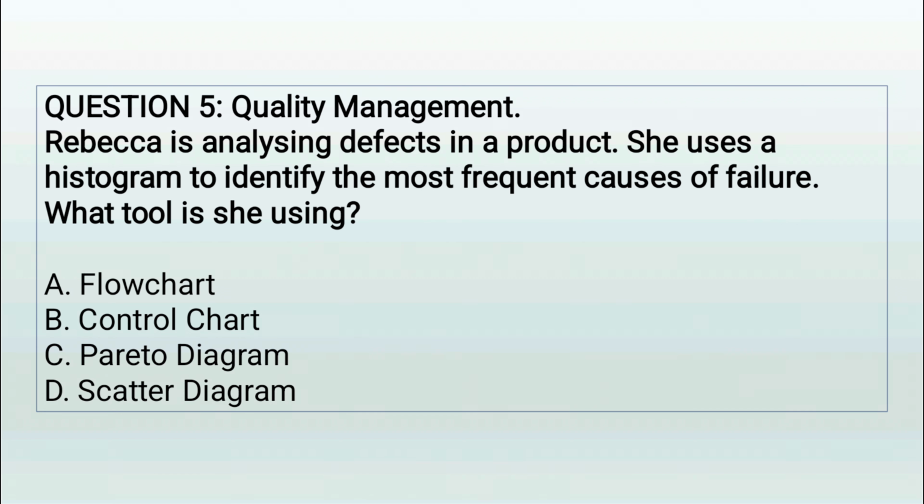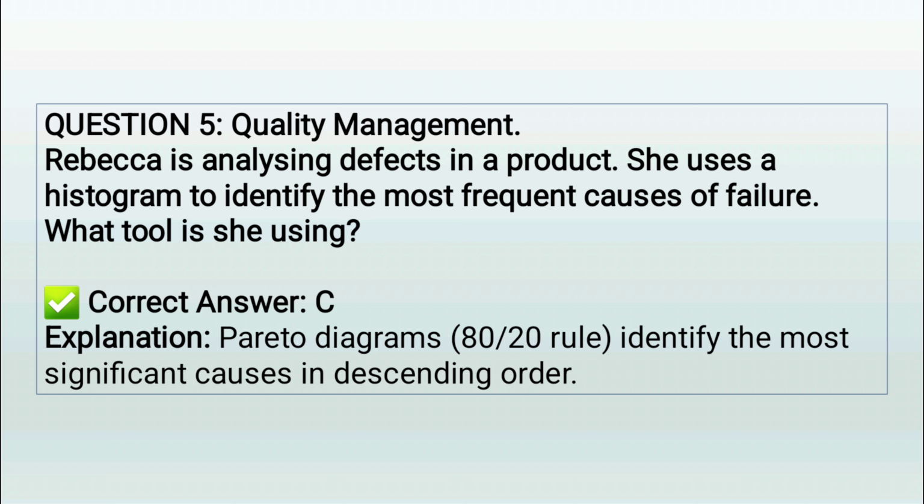Question 5. Rebecca is analyzing defects in a product. She uses a histogram to identify the most frequent causes of failure. What tool is she using? A. Flowchart. B. Control chart. C. Pareto diagram. D. Scatter diagram. Correct answer: C. Explanation. Pareto diagram's 80-20 rule identifies the most significant causes in descending order.